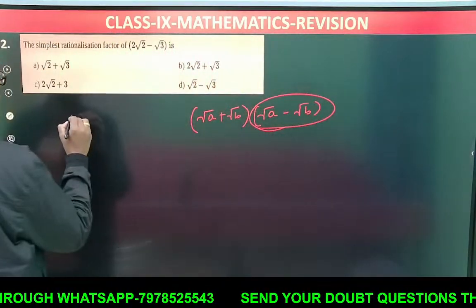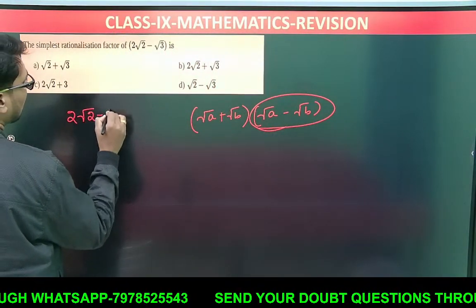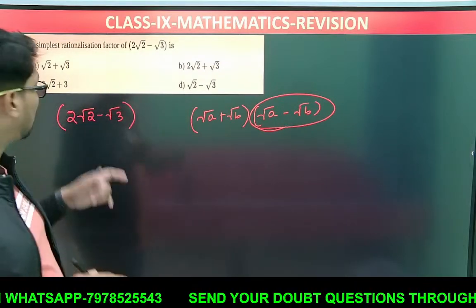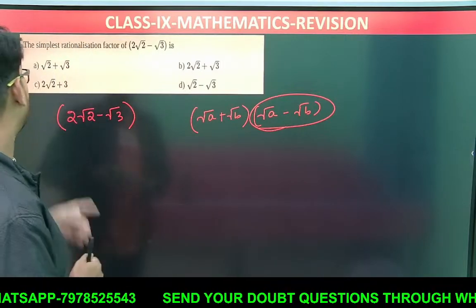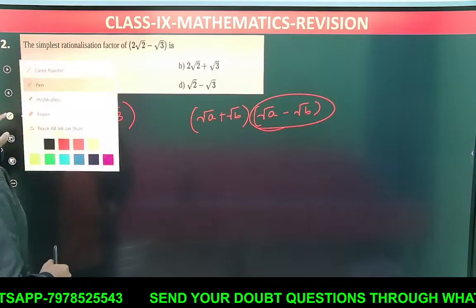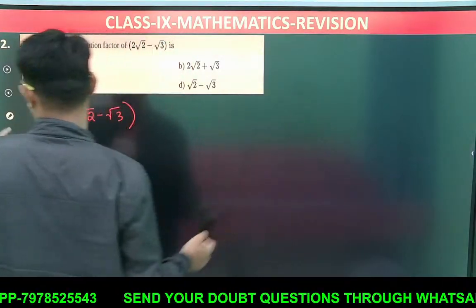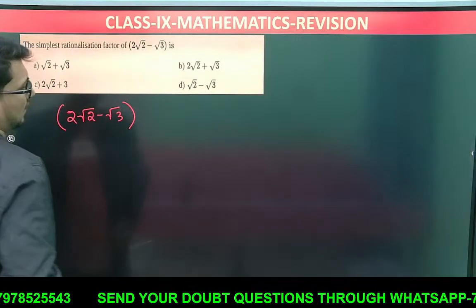Similarly, what is the rationalizing factor of 2 root 2 minus root 3? That means what shall we multiply with this so that it becomes a rational number, irrational to rational? For that, what we have to do? We have to see what is the rationalizing factor of this.